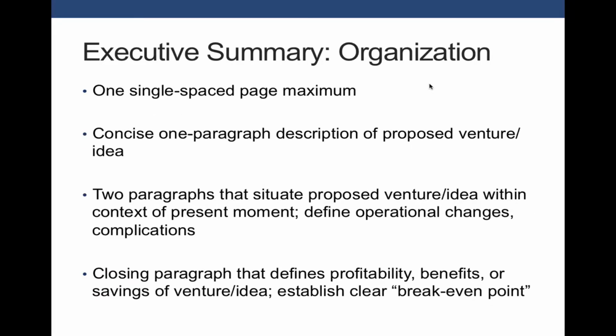For the basic organization here, for the executive summary, remember that you want to do this within one single spaced page maximum. I think in terms of 3 or 4 paragraphs for the organization of the executive summary. First, a really concise 1-paragraph description of the proposed venture idea. Then 2 paragraphs that set up, what is it about the venture idea that is most compelling in the present moment.